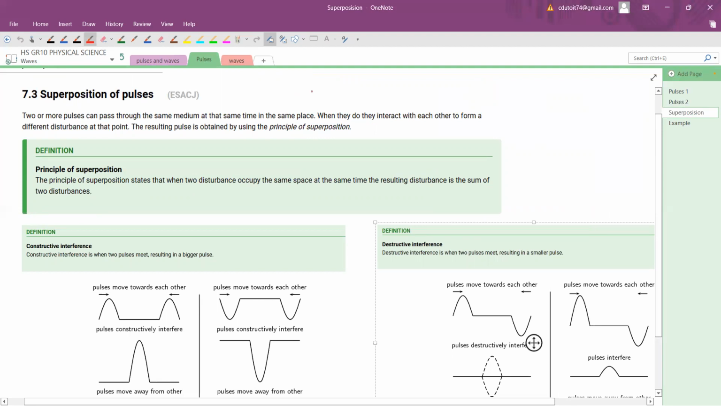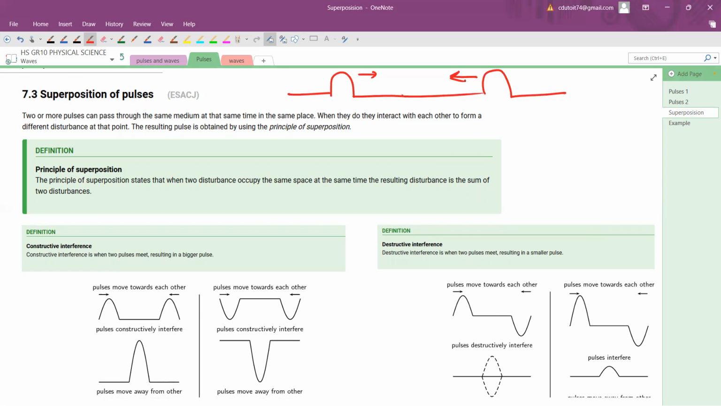So you've got one person standing on one side of the rope and another person standing on the other side of the rope, and they can both create a pulse. If someone creates a pulse on this side moving in that direction, and someone's got the other end of the rope and it's moving in that direction, those two pulses will meet. When they meet, it's called superposition. Two or more pulses can pass through the same medium at the same time and the same place. When they interact with each other to form a different disturbance, the result is called the principle of superposition.